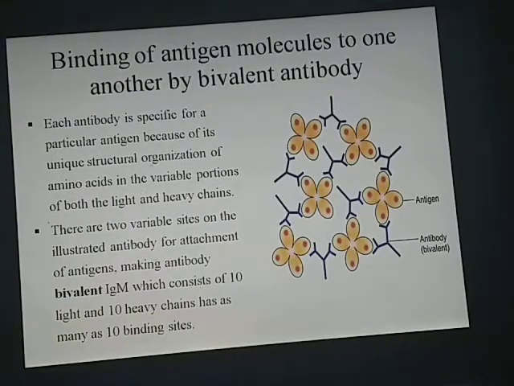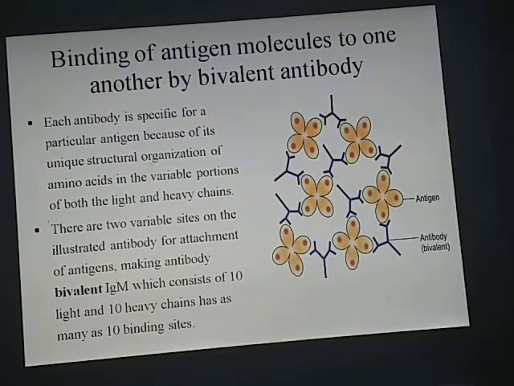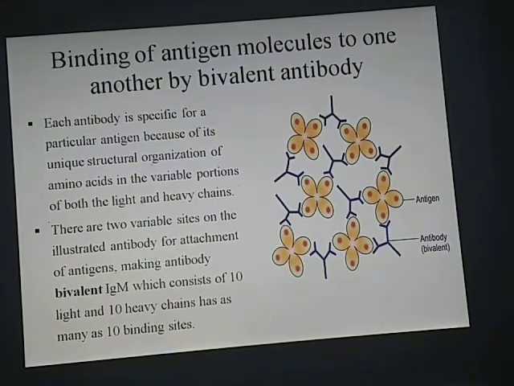Then binding of antigen molecules to one another by bivalent antibody. Each antibody is specific for a particular antigen because of its unique structural organization of amino acids in the variable portions of both the light and heavy chains. So the structure of antibody has already been taught to you. It consists of light and heavy chains. So there are two variable sites on the illustrated antibody for attachment of antigens, making antibody bivalent. IgM, which consists of 10 light chains, 10 heavy chains, has as many as 10 binding sites.